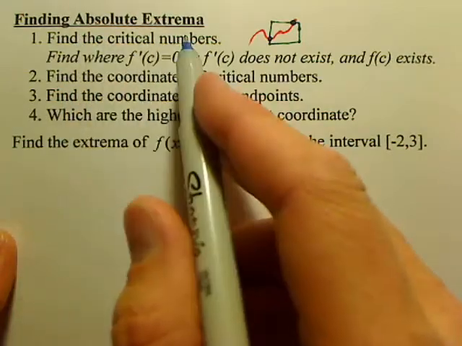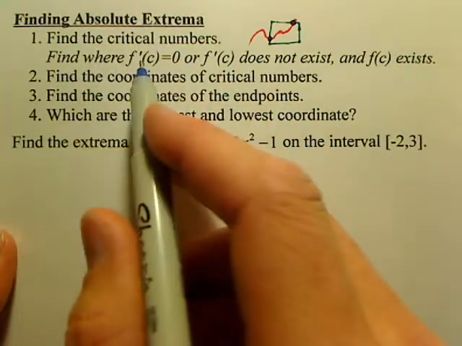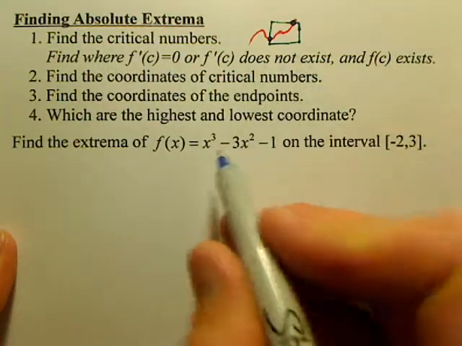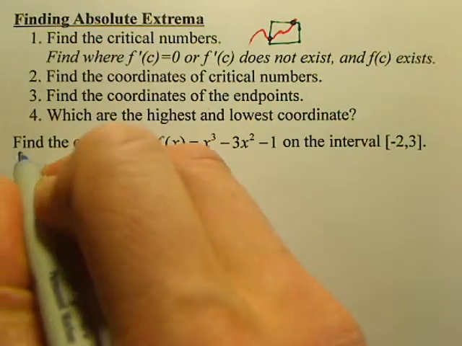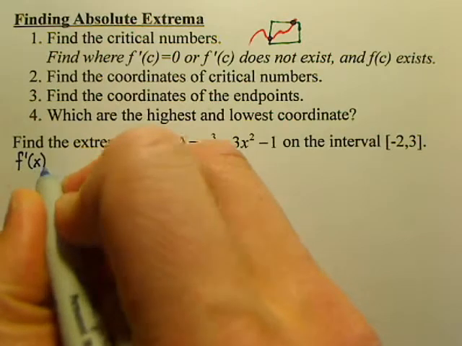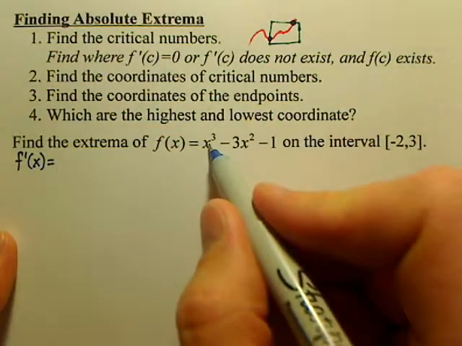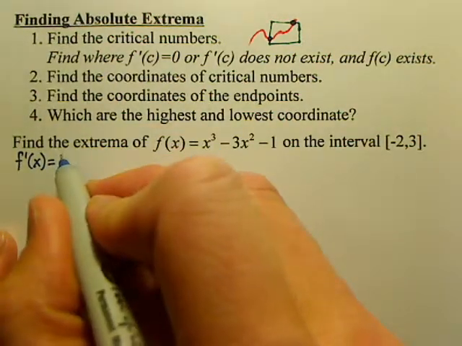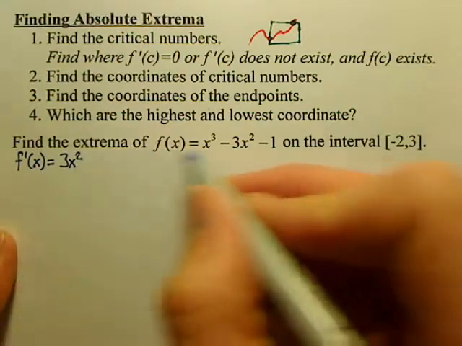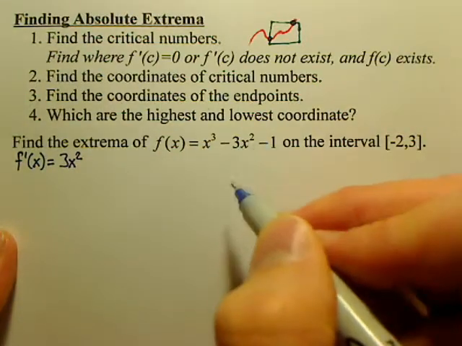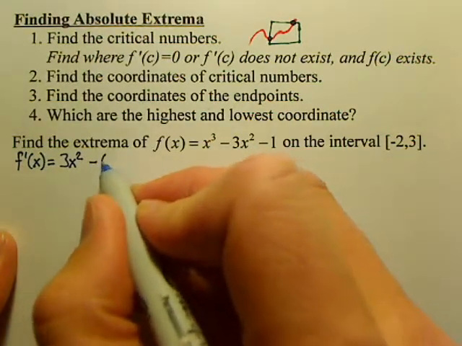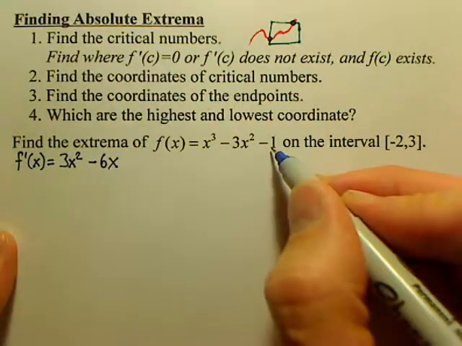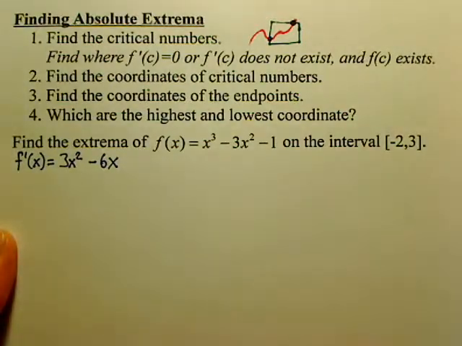First thing we do is find the critical numbers. Okay, so we take the derivative equal to 0, or it does not exist. So let's take the derivative of this function. So what is the derivative? Well, f prime x is equal to the derivative of x to the third, which is 3x squared. The derivative of 3x squared is negative 6x. And the derivative of negative 1 is 0.